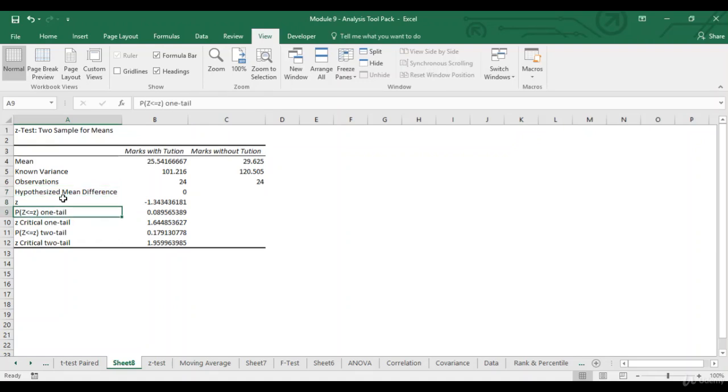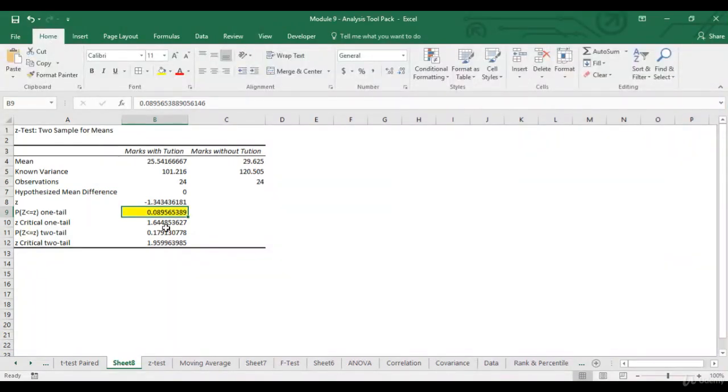Now using the p-value over here, we can compare it with the level of significance alpha, which is 0.05. Since this value is greater than 0.05, we cannot reject null hypothesis and we accept that the mean of the two populations is same.